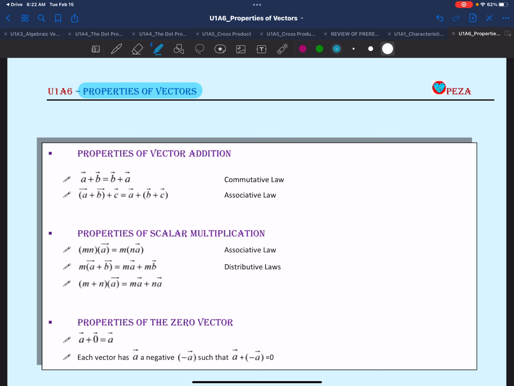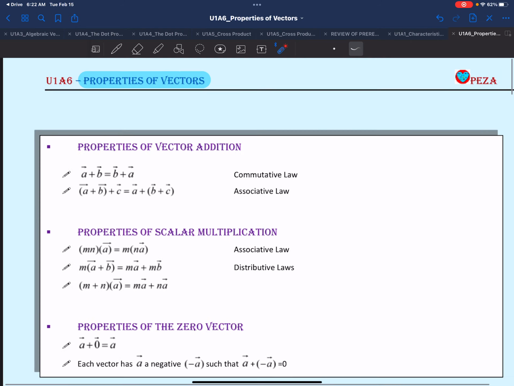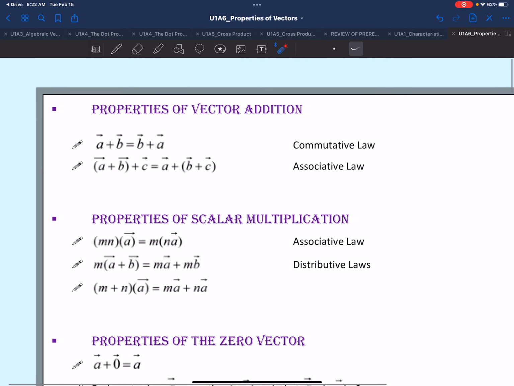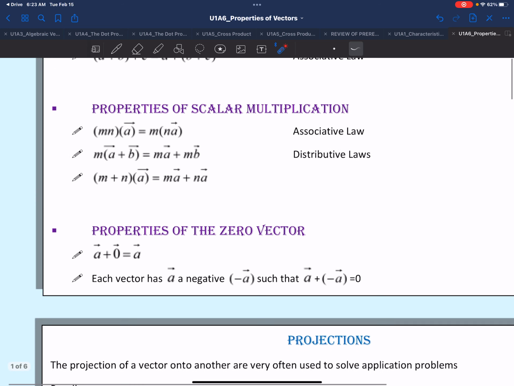So remember that we have the commutative law for vector addition, which states that vector A plus vector B will produce the same resultant as vector B plus A. So the order in addition won't matter. The associative law: two vectors A plus B added to a vector C will produce the same resultant as vector A added to vectors B plus C.